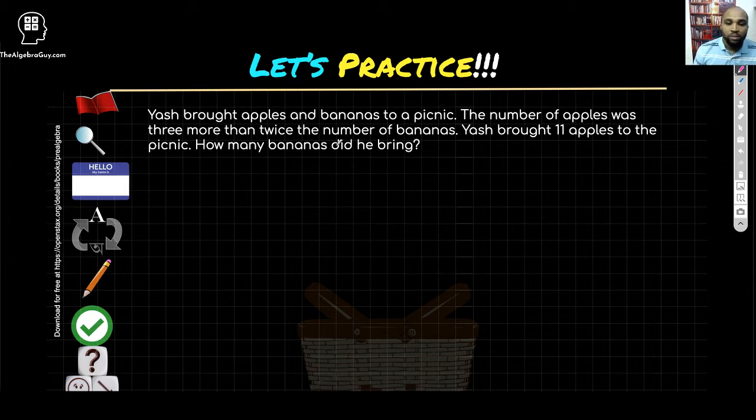Yash brought apples and bananas to a picnic. The number of apples was 3 more than twice the number of bananas. Yash brought 11 apples to the picnic. How many bananas did he bring? We're going to definitely have to reread that.